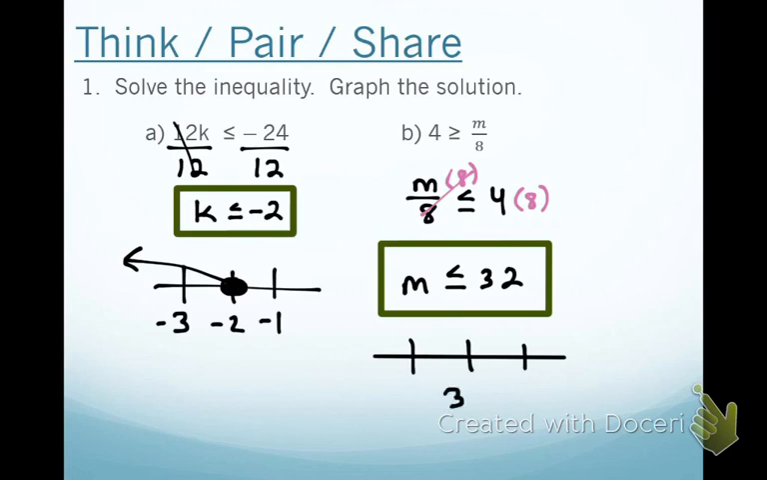32 is now going to go in the middle, and then 31 to the left, and 33 to the right. Is this open or closed? Closed. It is a closed circle because there's an equal sign, and it says all solutions are less than 32. Which one of those numbers is less than 32, 31 or 33? 31, which means my arrow needs to go over that 31.